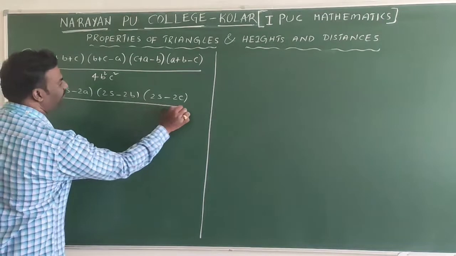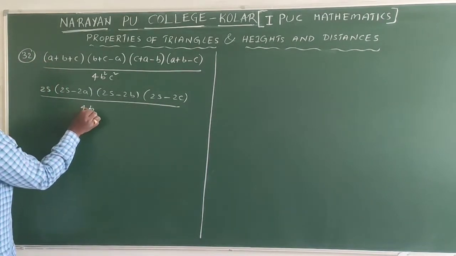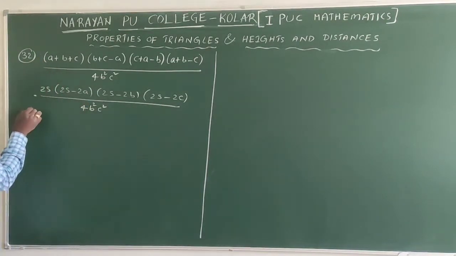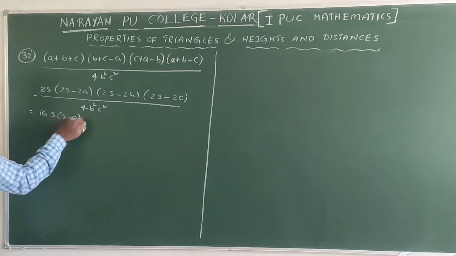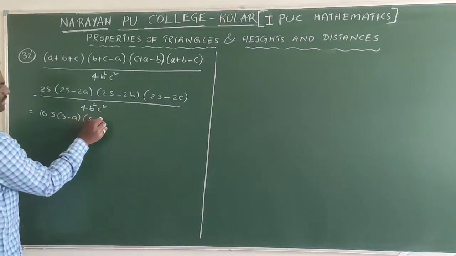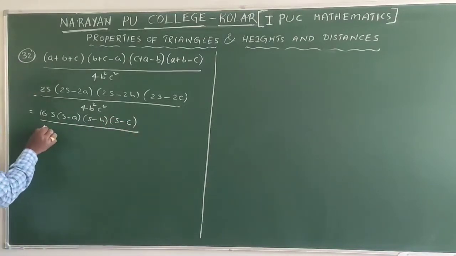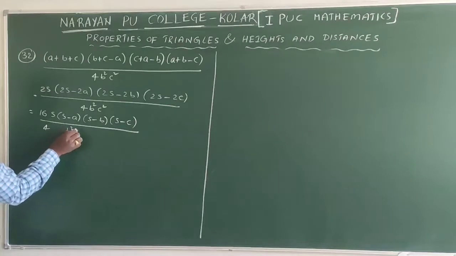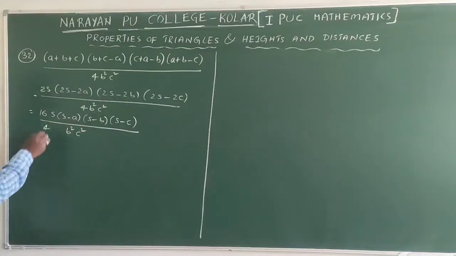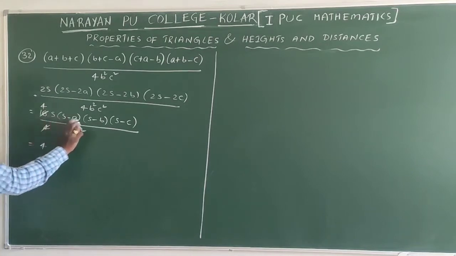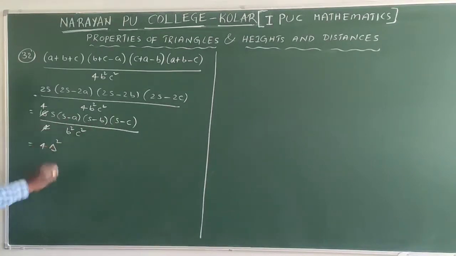By 4 b square c square. You take 2 common, 2 common, 2 common, 16 will get s into (s minus a), (s minus b), (s minus c) by 4 into b square c square. 4 and 4 cancel. So 4 into this can be written as delta square, because delta root will come if root is not there. Delta square by b square c square.